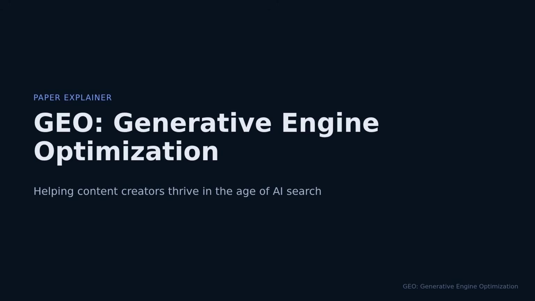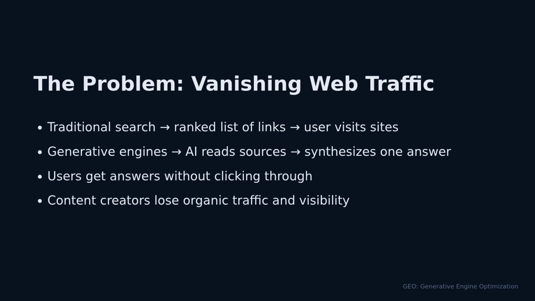new AI-powered search world. Traditional search engines like Google return a ranked list of links. You click, you visit, the site gets traffic. But generative engines work differently. They fetch several web pages, digest them with a large language model, and synthesize one polished answer with inline citations. The user rarely needs to click through. For content creators and small businesses, this can quietly erase the organic traffic they depend on to survive.